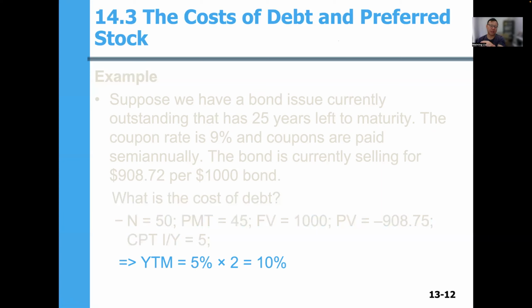So when you compute the yield to maturity, that is 5%. So the yield to maturity would be 5% times 2, right? Because whatever you are calculating there in the calculator is based on semi-annual periods. The yield to maturity is based on annual, so times 2, so 10%.